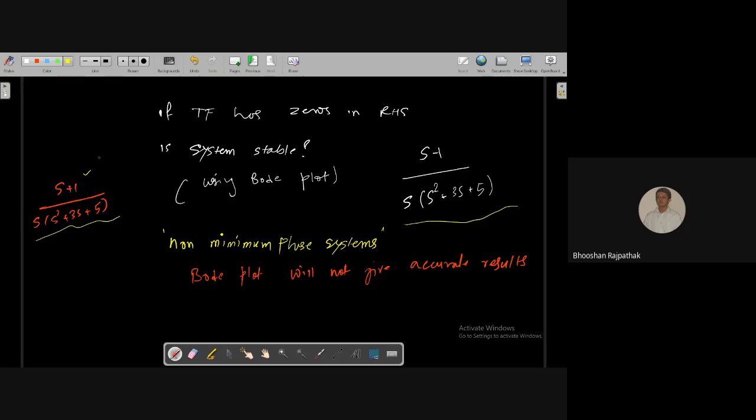Both the systems are actually stable systems, but Bode plot will give same magnitude plot for both the systems. So I will write here, you can check it. Same magnitude plot and different phase plot. Phase plots are different because here there is a zero in RHS, so there will be different angle contribution by this zero.